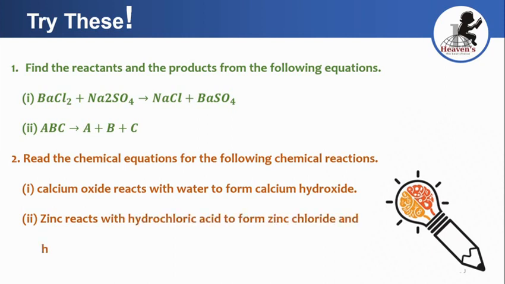Next one is write the chemical equations for the following chemical reactions. First, calcium oxide reacts with water to form calcium hydroxide. And second one is zinc reacts with hydrochloric acid to form zinc chloride and hydrogen gas. So for these two reactions, we have to write the chemical equation.